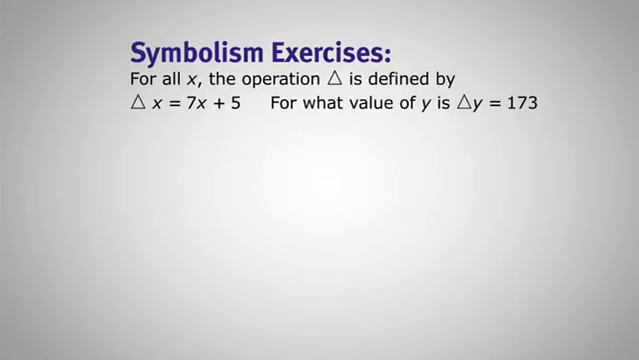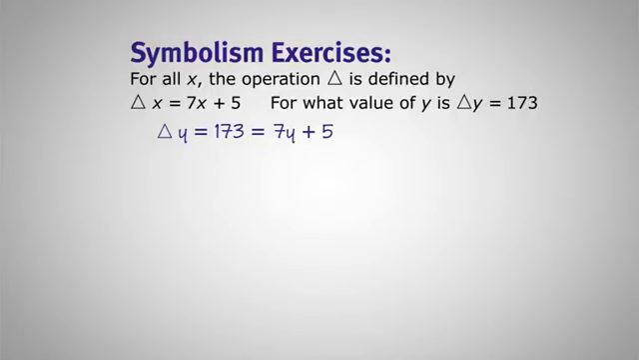In order to solve this equation, we need to substitute y into the equation. So, delta y equals 7y plus 5. Now we know that delta y is equal to 173. So we can set 7y plus 5 equal to 173. Now that we've done that, we have a linear equation that we can solve for y.